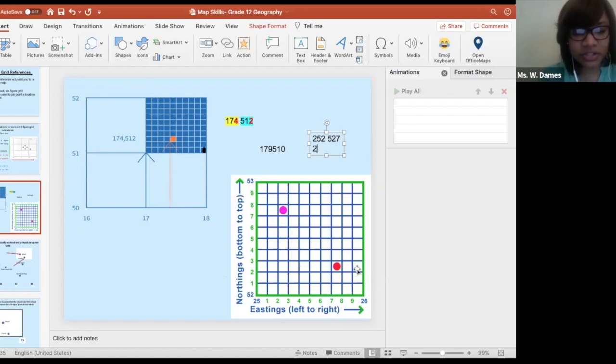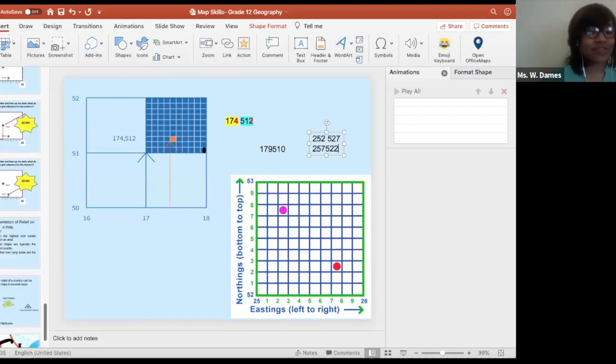So it's still going to be 25, 52, still in the same square, but the third number is going to be 7. And the next number you're noting is going to be 2. Okay, so I hope you guys got that answer.